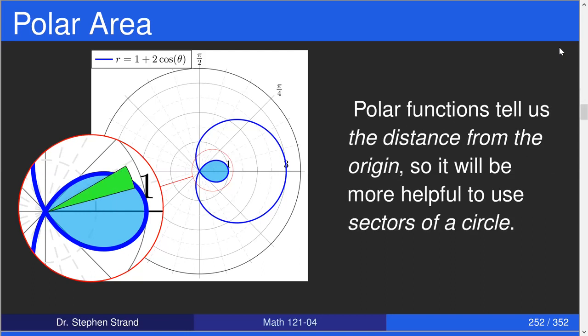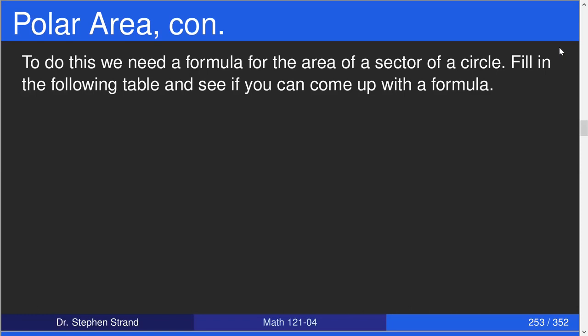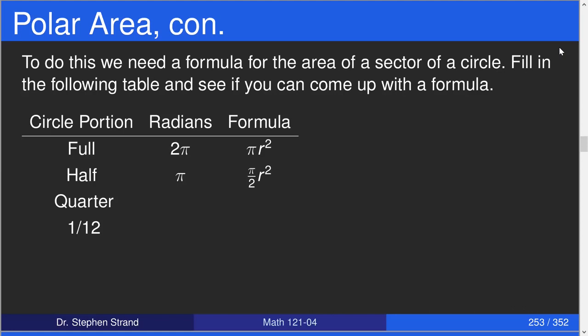It turns out that the most useful shape to use will be sectors of a circle, since we are talking about the distance from the origin when we talk about polar functions. So that's going to be our fundamental shape. In the same way that we built integrals of Cartesian functions using rectangles as our base idea, we're going to do the same thing with sectors of a circle. So in order to do that, we need to know how to calculate the area of a sector of a circle.